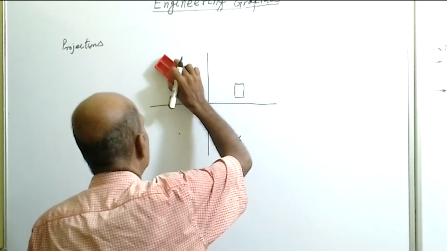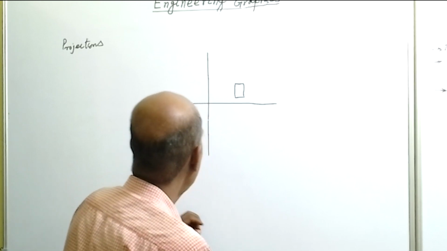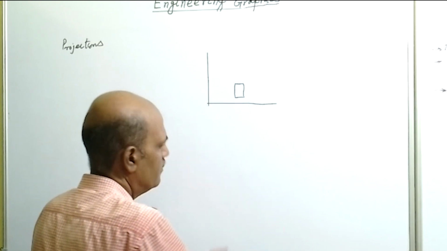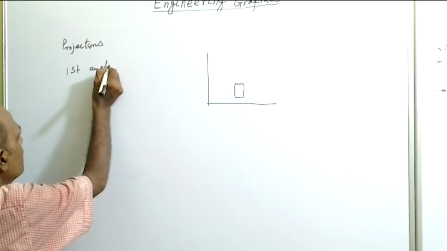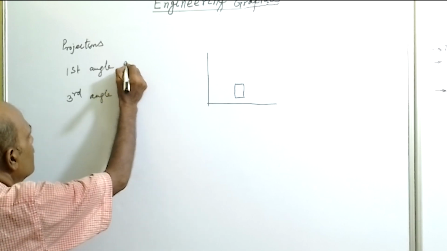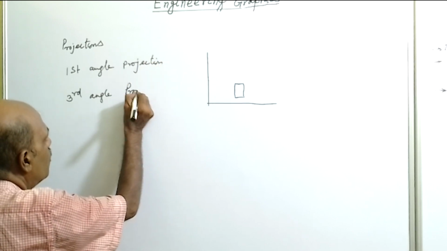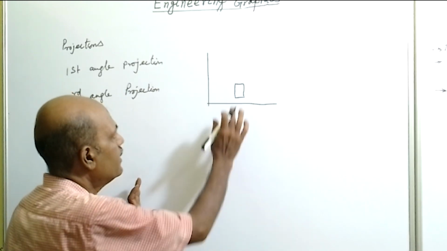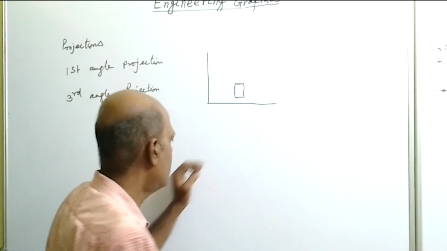In this projection, we are considering only first angle projection. First we will see the first angle projection. We can draw by using first angle projection and by using third angle projection. So in first angle projection, the object is kept in the first quadrant of the two-dimensional view.